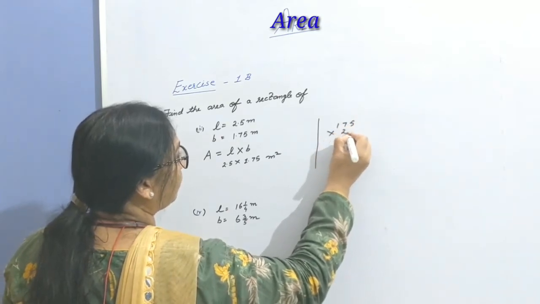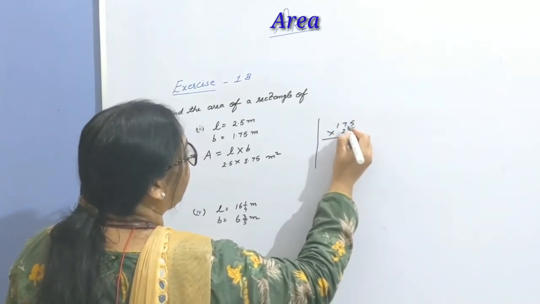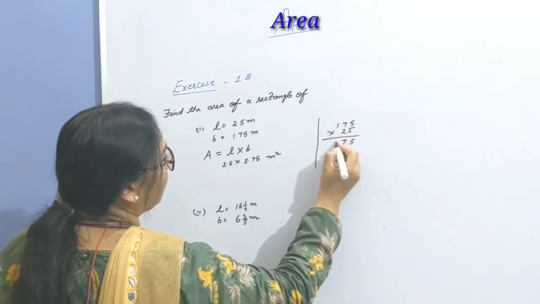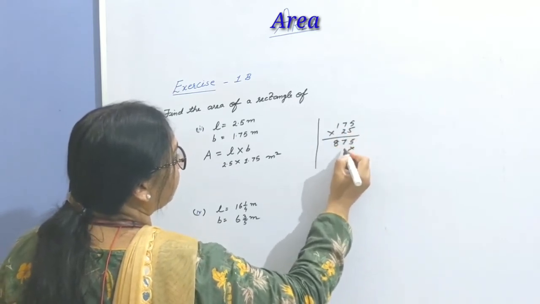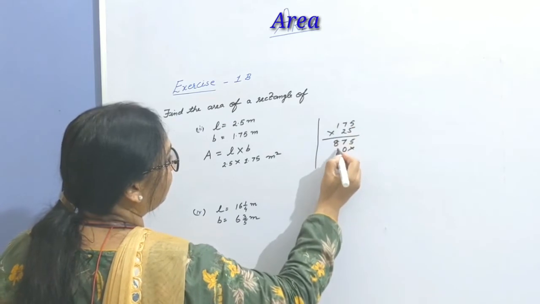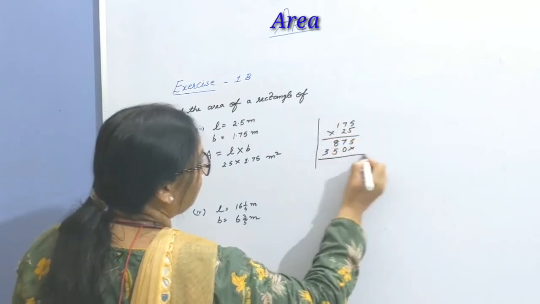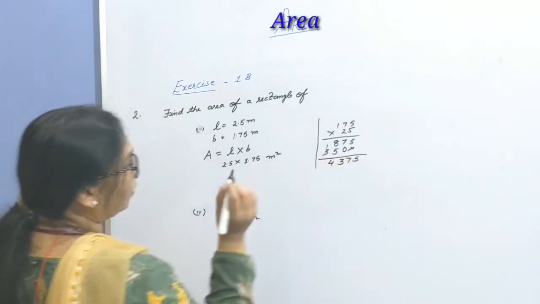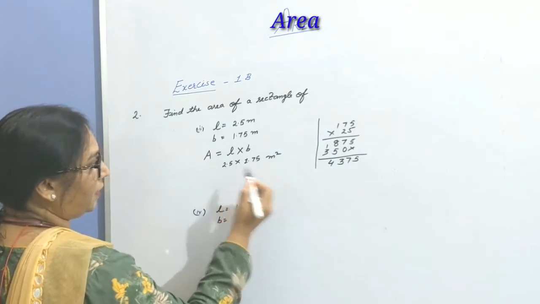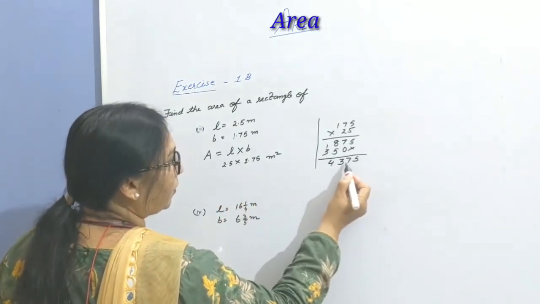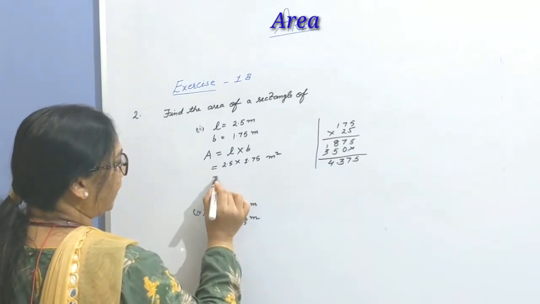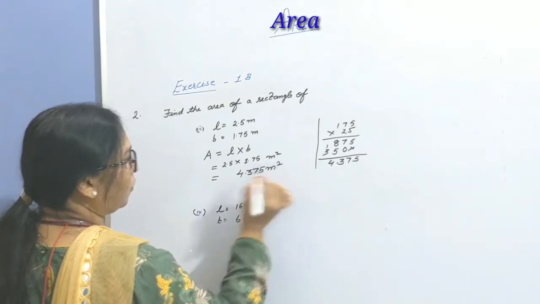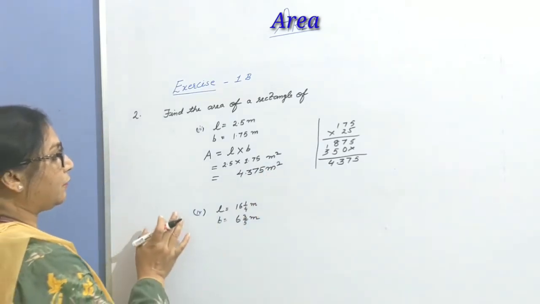175 into 225. 5 fives are 25, 2 carry, 5 sevens are 35 plus 2, 37, 3 carry over, 5 into 5, 8. Cross: 2 fives are 10, 1 carry over, 2 sevens are 14 plus 1, 15, 1 carry over, 2 ones are 2, 3. Sum up: 5, 7, 13 means 1 here, 4. Now total number of decimal places: 1, 2, 3. So put decimal before 3 numbers from back: 1, 2, 3. Hence the area of this rectangle is 4.375 meter square. Clear?